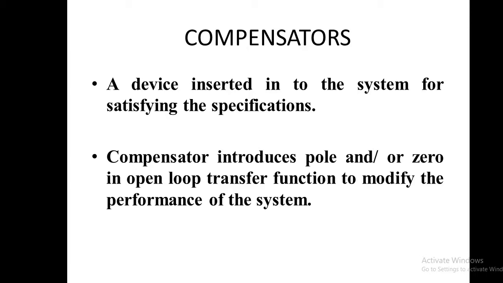Similarly, settling time also comes under time domain specification. But phase margin, gain margin, bandwidth etc. come under frequency domain specifications. Then compensator introduces pole and zero in open loop transfer function to modify the performance of the system.